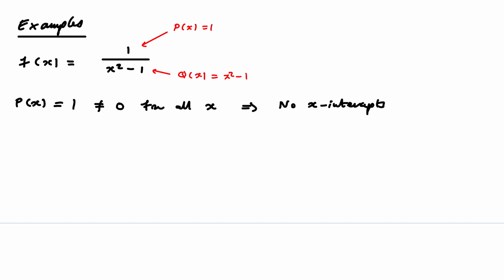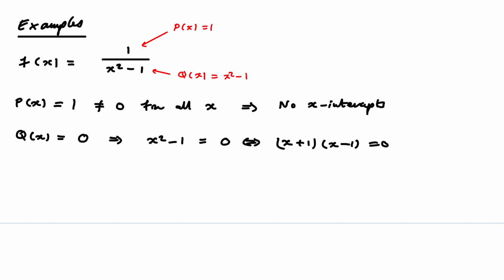So now let's think about setting q to be 0 to find the positions where potentially we have problems with the domain. So this is if and only if x squared minus 1 is equal to 0, which is if and only if x plus 1 times x minus 1, difference of two squares, is equal to 0. By the zero product property, either x plus 1 is 0 or x minus 1 is equal to 0, if and only if x is equal to what? x is equal to minus 1 or 1. So there are two places where it goes haywire.